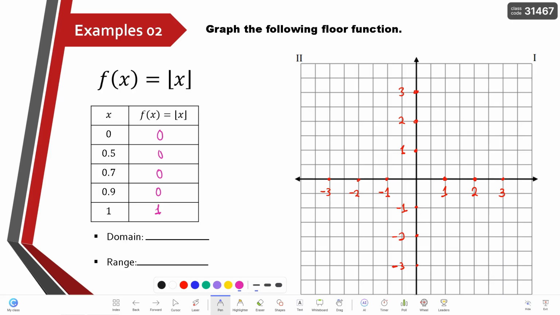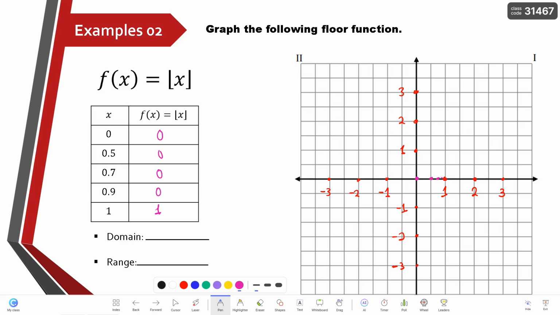What about the 1? The 1 would be 1, since we are given the same value. So if we would like to plot all of these points, I'm going to say 0 and 0. So 0 and 0 is somewhere here. And what about 0.5 and 0? So 0.5 is somewhere here on the coordinate plane. 0.7 is somewhere here. And 0.9, we are getting close to 1. So it's 0 as well.